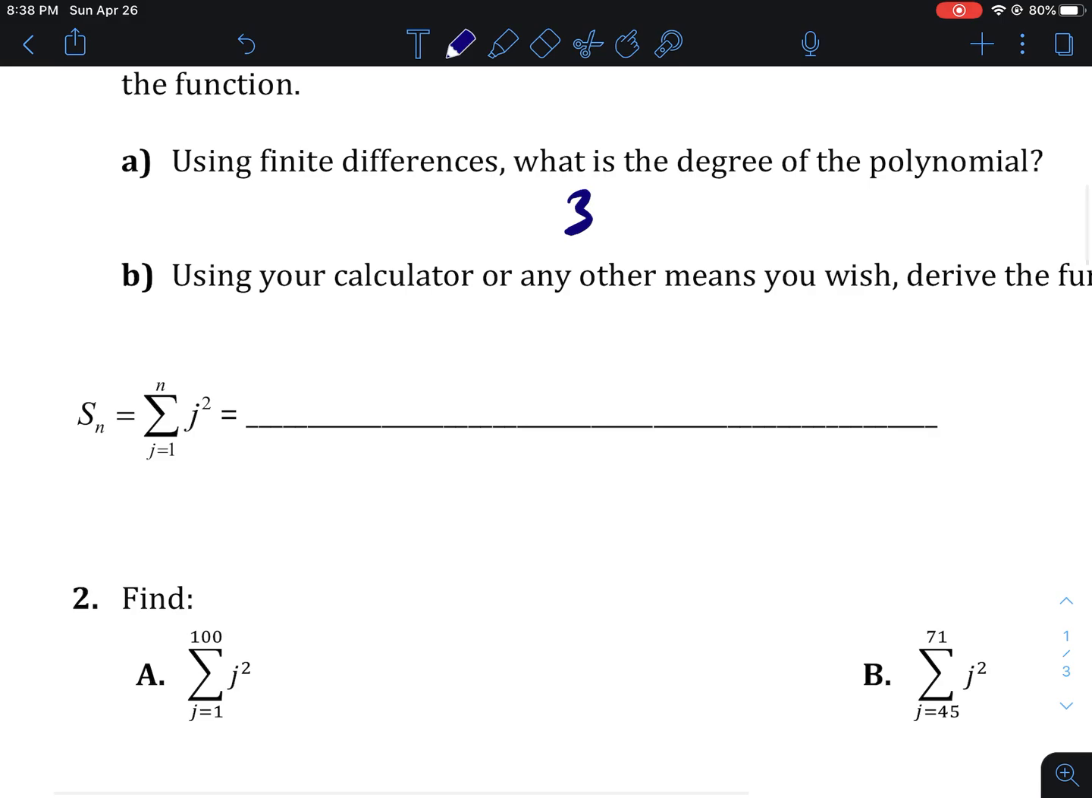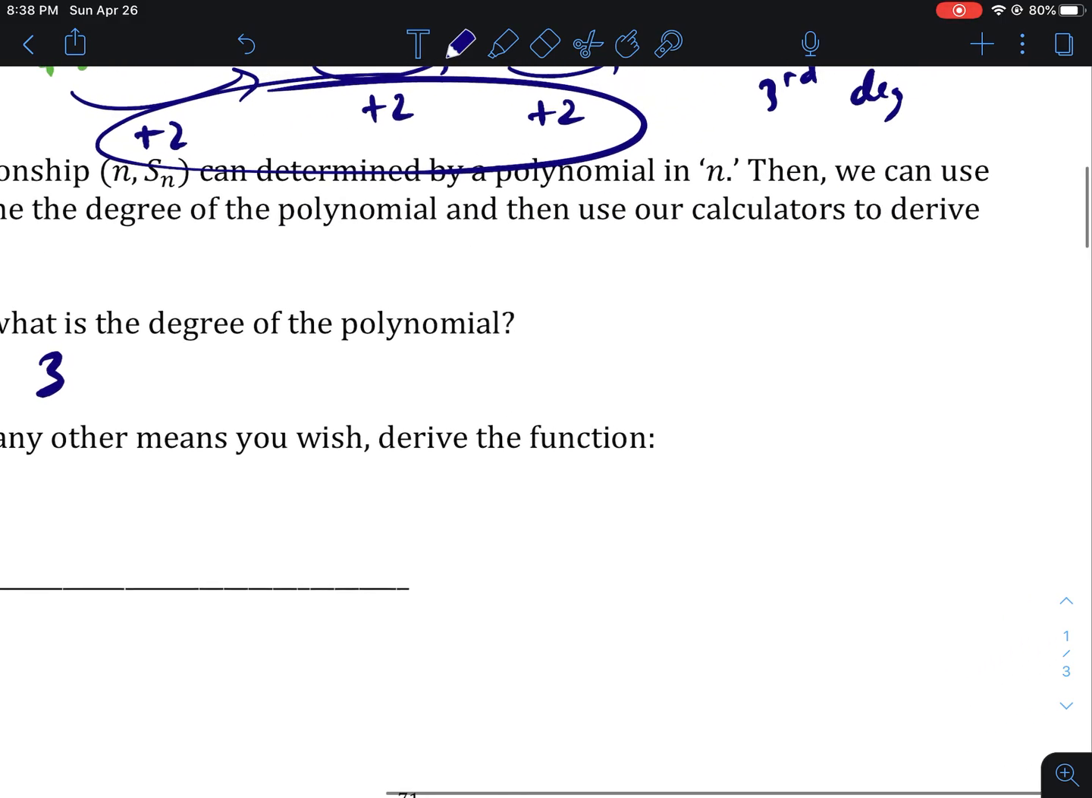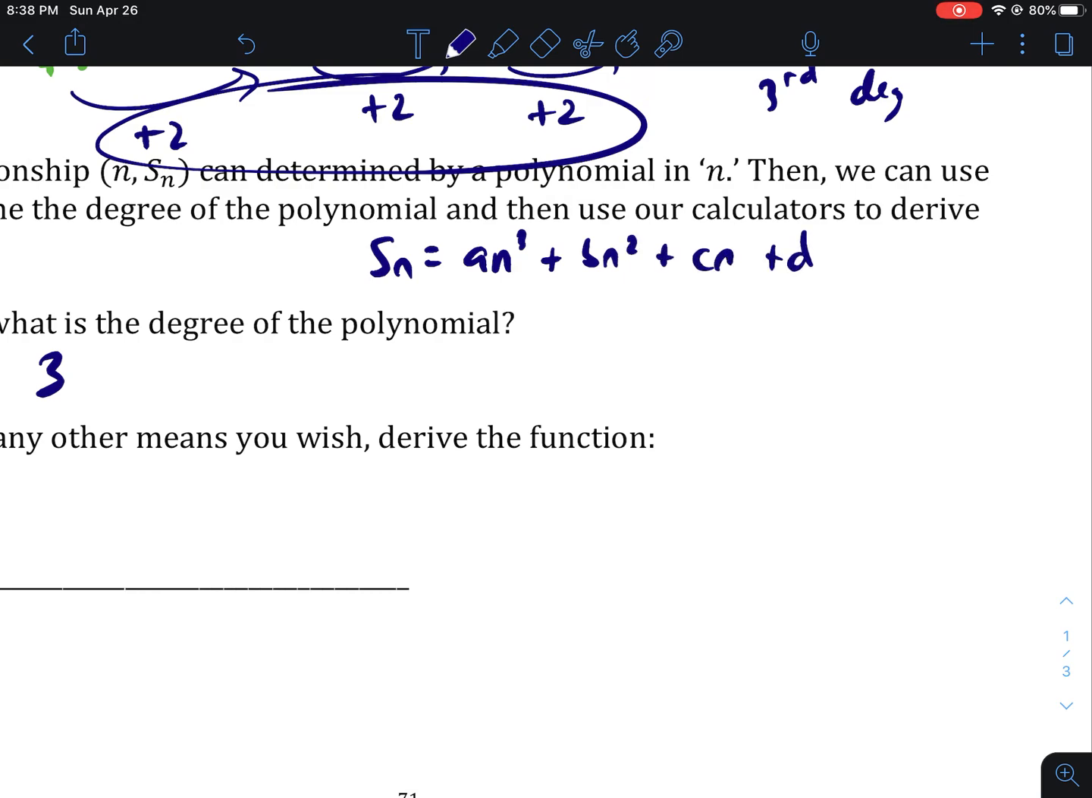Use a calculator or any other means. Here's how we do it. We make up some polynomial. We say the sum of all the terms is some cubic thing, and if we keep it open-ended for ourselves, we'll be able to find out what it is. So the sum can be generated by some cubic, and that's about as open-ended as it gets. You can't make it any more broad than that.